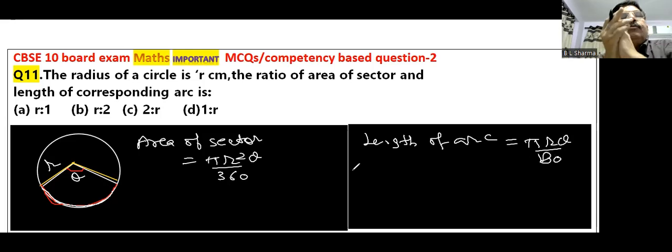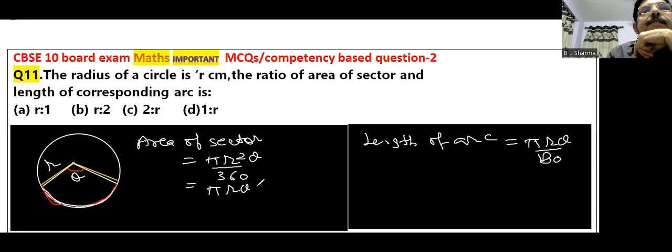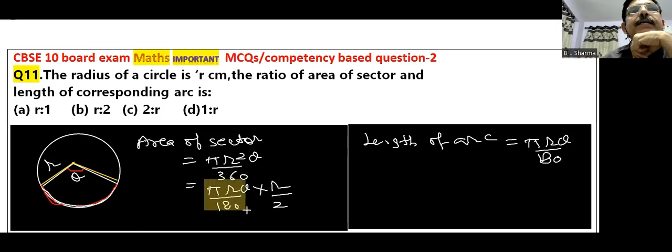ये आपके फॉर्मूलाज हैं क्वेश्चन में, चैप्टर में. Area of sector is pi r square theta upon 360, जहां पे R रेडियस है और जो एंगल एट द सेंटर है theta डिग्री. तो देखिए, हम इसको बनाते हैं pi r theta into r, that is 180 into 2. But now you can say that this pi r theta is also length of arc.